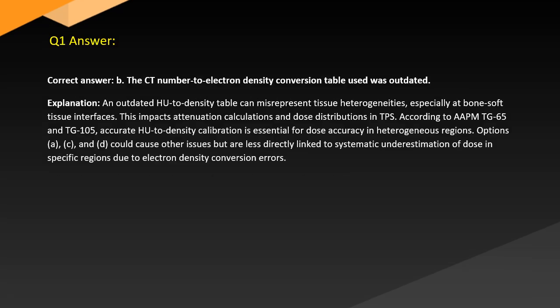Answer. Correct answer: B. The CT number to electron density conversion table used was outdated. Explanation. An outdated Hounsfield-to-density table can misrepresent tissue heterogeneities, especially at bone-soft tissue interfaces. This impacts attenuation calculations and dose distributions in the TPS. According to AAPM TG65 and TG105, accurate Hounsfield-to-density calibration is essential for dose accuracy in heterogeneous regions. Options A, C, and D could cause other issues but are less directly linked to systematic underestimation of dose in specific regions due to electron density conversion errors.